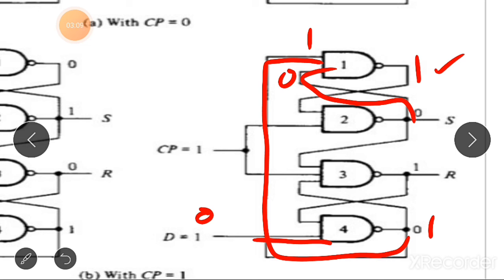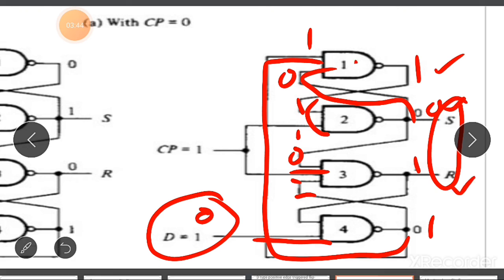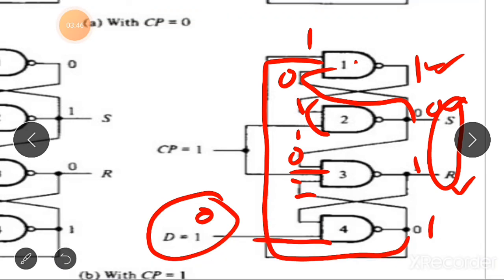So here it is 1 and here it is 1. If both inputs are 1, the output becomes 0. And this 0 goes to here, then if any one of these inputs is 0, the output becomes 1. So if there is a change in D, it will not affect the S and R values. That is, a change in D while CP is equal to 1 does not alter S and R, because gate 1 is maintained at 1 by the signal 0 from this S.